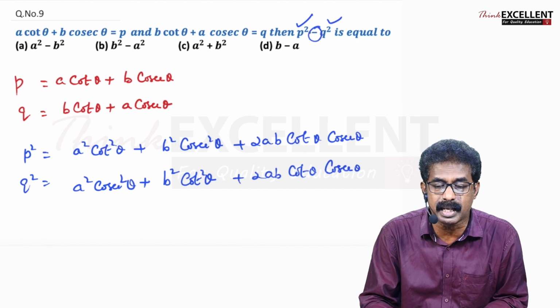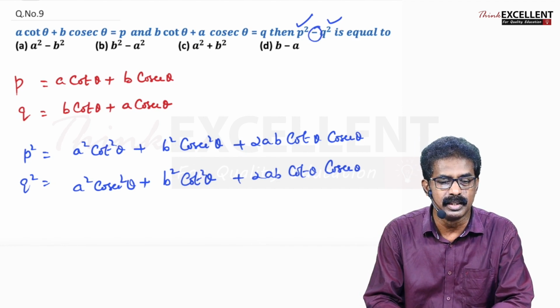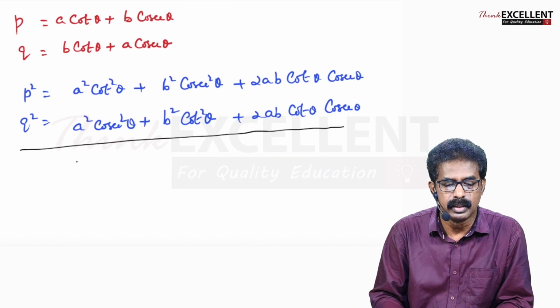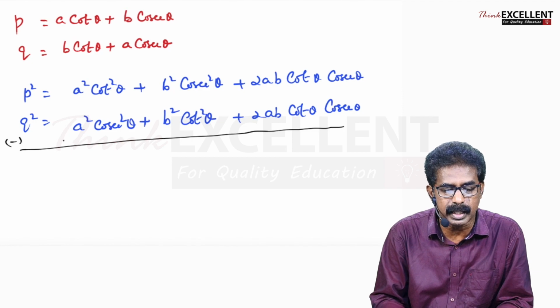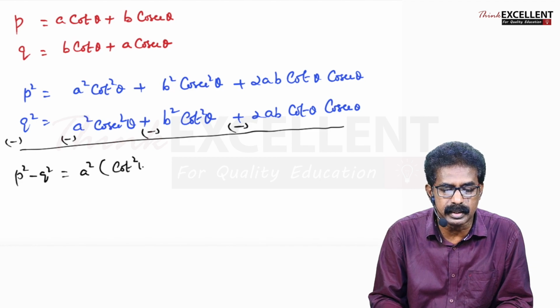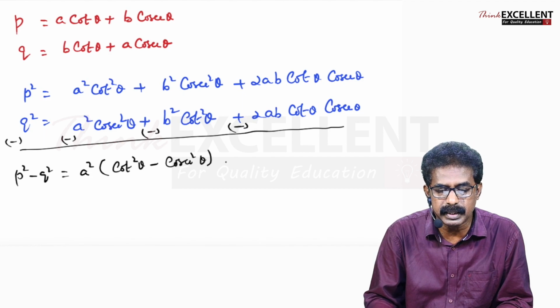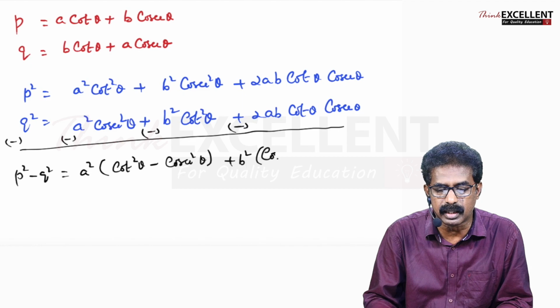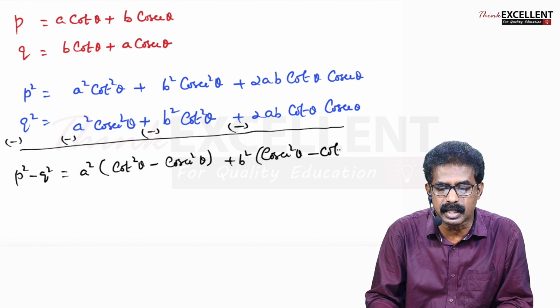You have to add or subtract. You have to subtract it, right? So now we are going to subtract both. So P square, change the sign, minus Q square. So P square minus Q square: in the first term, A square is common. Take A square common, cot square theta minus cosecant square theta. Second one, B square is common, cosecant square theta minus cot square theta.